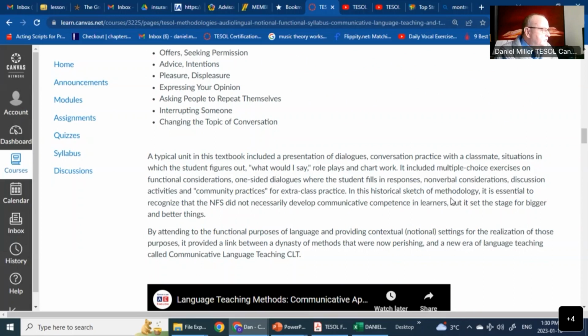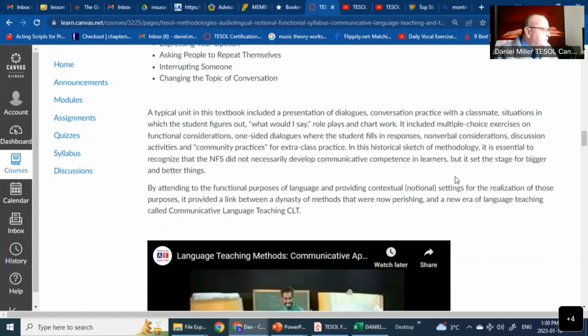In this historical sketch of methodology, it is essential to recognize that the NFS did not necessarily develop communicative competence in learners, but it set the stage for bigger and better things. By attending to the functional purposes of language and providing contextual notional settings for the realization of those purposes, it provided a link between a dynasty of methods that were now perishing and a new era of language teaching called communicative language teaching, CLT.